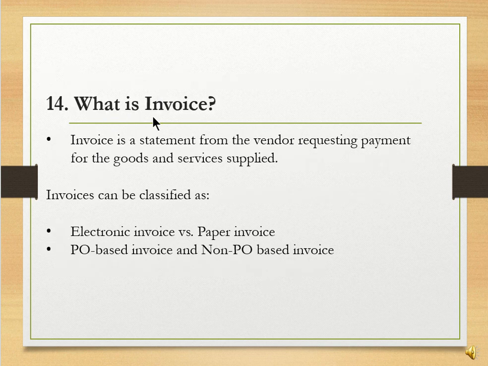Next question is, what is an invoice? An invoice is a statement from the vendor requesting payment for the goods and services supplied to us. So invoices can be classified into two different categories based on the document. It can be an electronic invoice, which is received through email, or a paper invoice, which is directly received as a paper copy. Based on the type of invoice, it can be classified as a PO based invoice or a non PO based invoice.